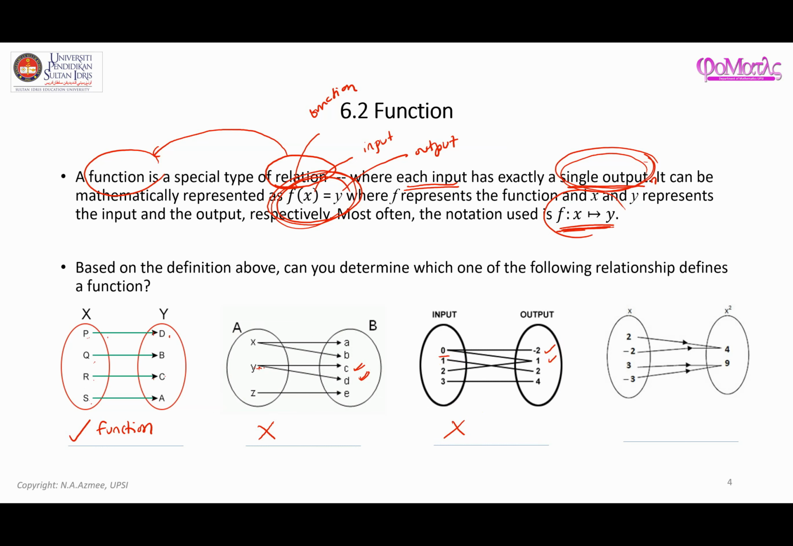Okay, for this one you can see that this is input. The first input is given to 4, the output is 4. -2, the output is also 4. 3, the output is 9. -3 is 9. So you can see that each input has one output, exactly a single output, so this is a function. So based on this, you can see that the relation which is 1 to 1 is a function, and the relation which is many to 1 is also a function. All right, next.